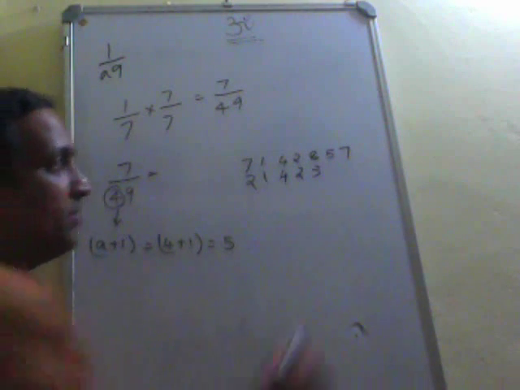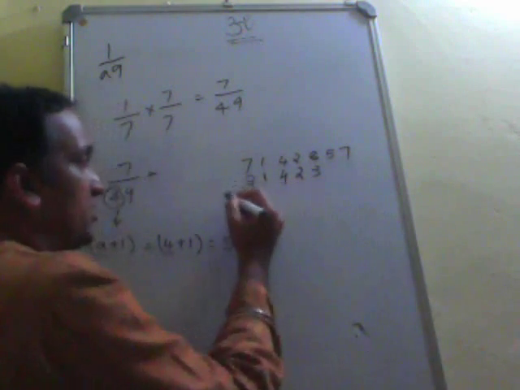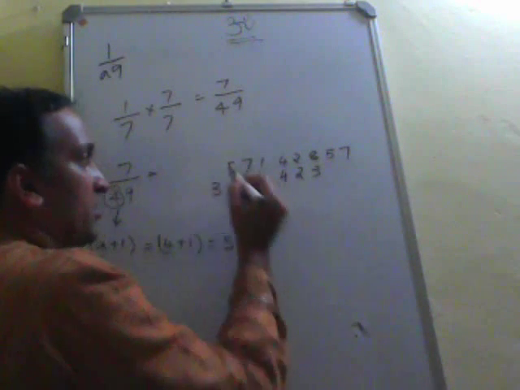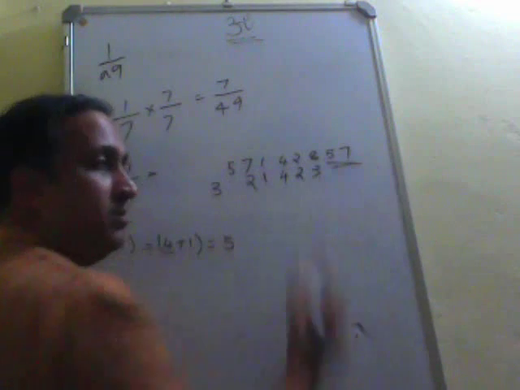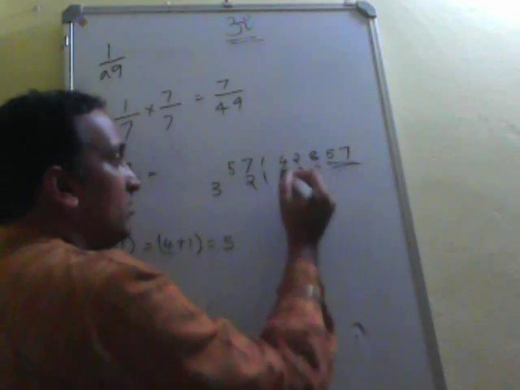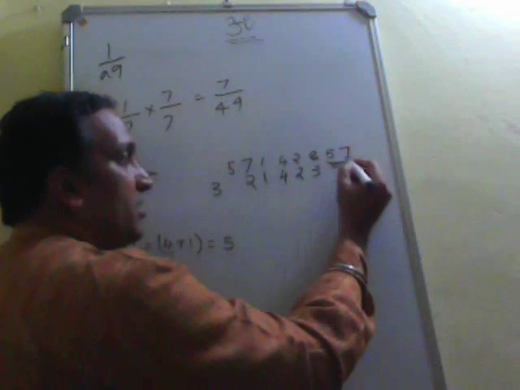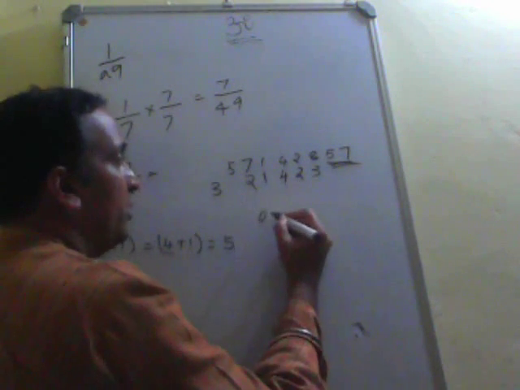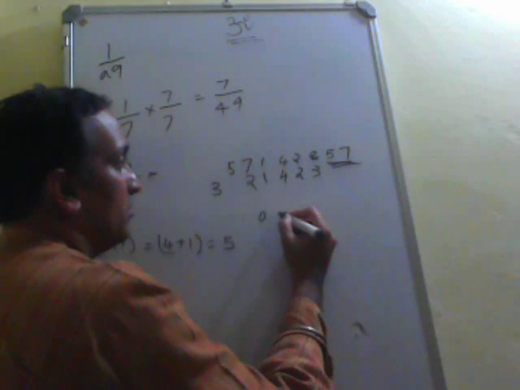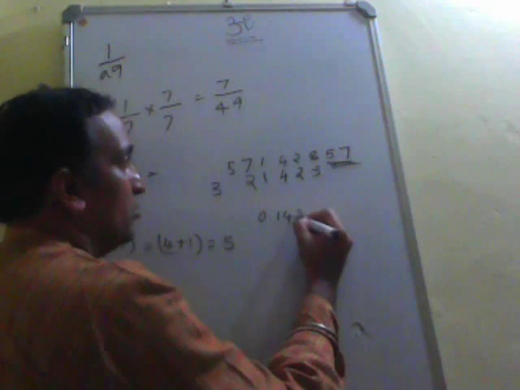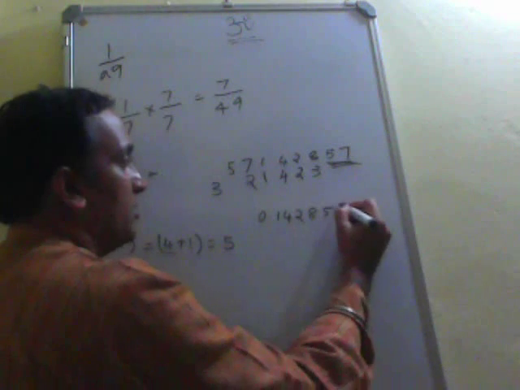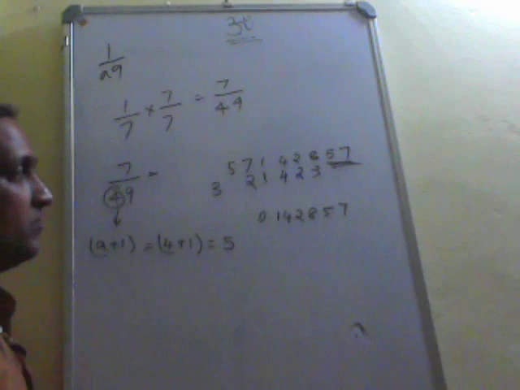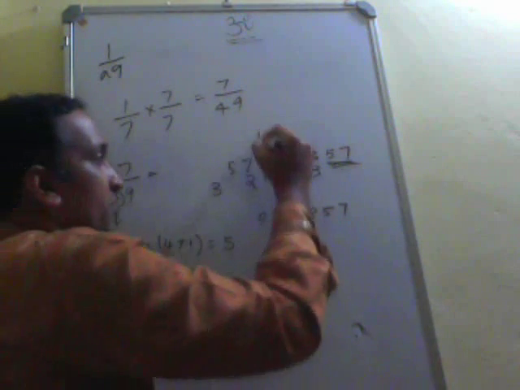So what happens now? Let us carry 0. Then 5 7s are 35. Again 5, carry 3. So this is repeating 57. So what is the value? 57 is repeating here. So 7 by 49 will be 0.142857. It's recurring after this point, right?